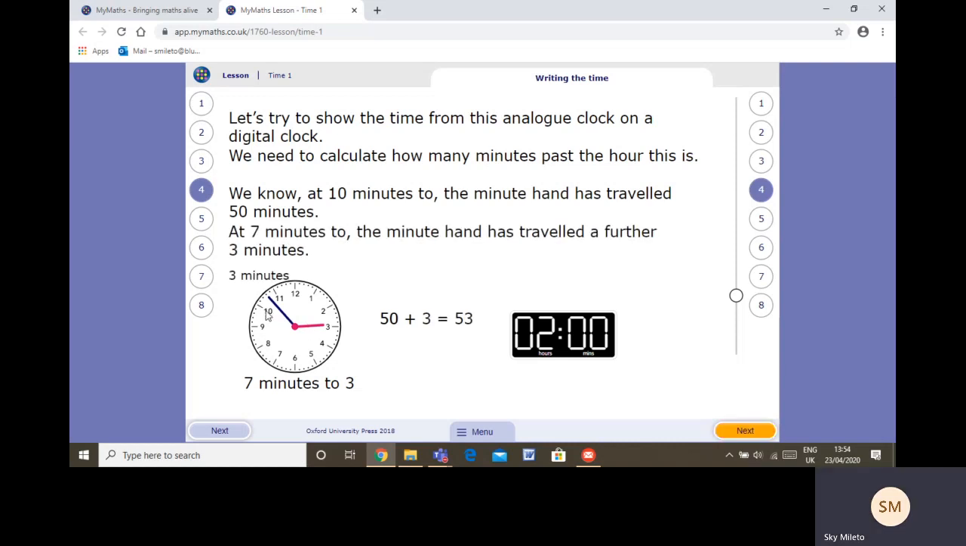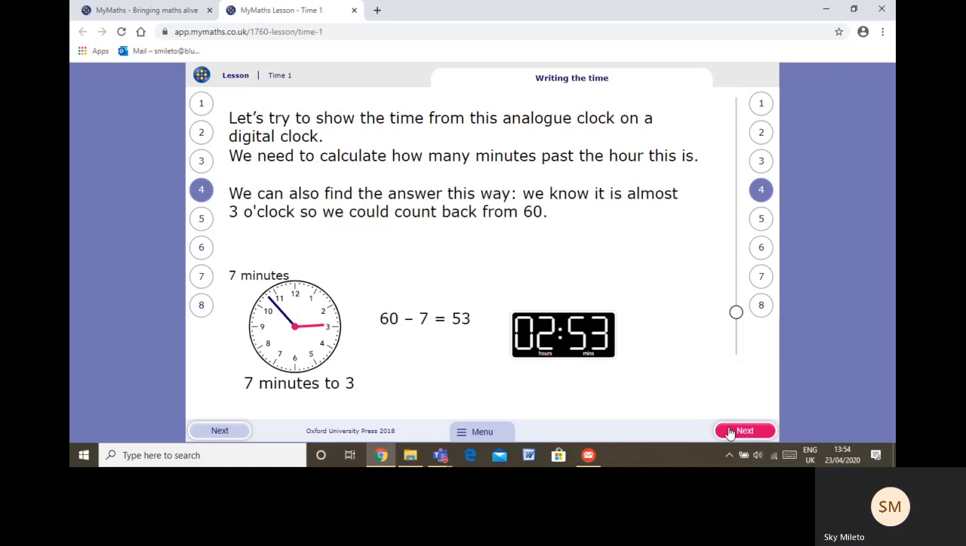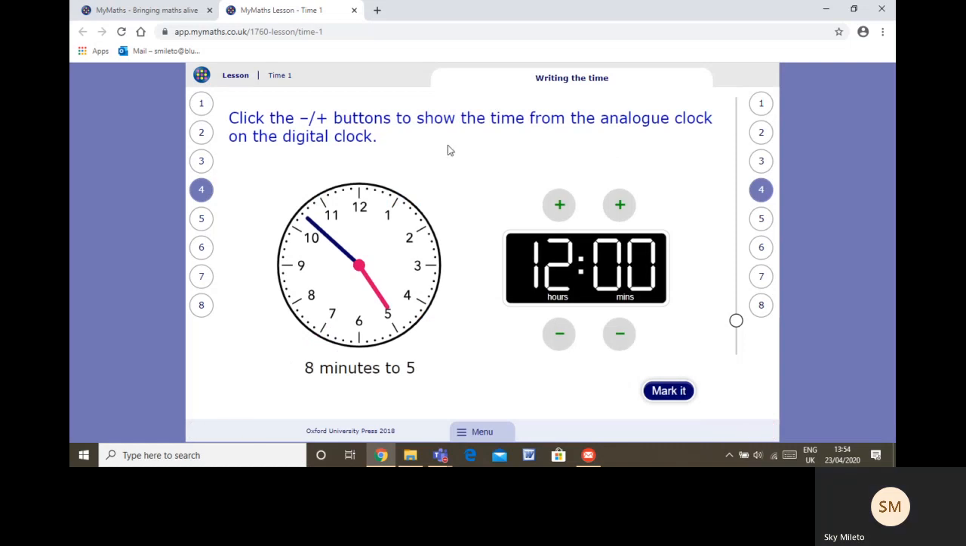So they've done 50 because they know the 10's 50 plus 3. I did it backwards the other way, but you can do it either way as long as you get to 53. I did it this way: 60 minus 7 equals 53. I don't mind which method you do. No teacher would ever mind what method you did to get an answer as long as you get the right answer. So here we're adding and taking away from the analog clock and on the digital clock.